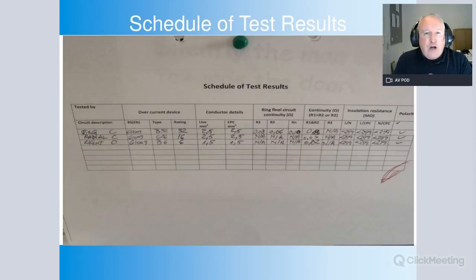And then the final slide, that's what we call the schedule of test results. As I said earlier, it's just a record of what circuits you've put in and what the results of the 3 tests you're going to be doing: continuity, insulation, and polarity. There's a few extra columns in there describing the size of MCB, etc. But in essence, that's what we're going to be doing. And that's your 204 assessment in a nutshell.